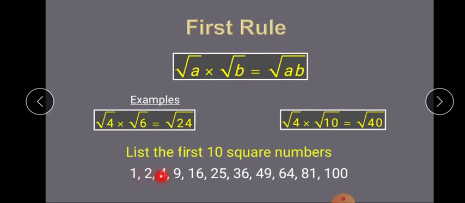2 square is 4. 3 square is 9. 4 square is 16. 5 square is 25. 6 square is 36, 7 square is 49, 8 square is 64, 9 square is 81, and 10 square is 100. So these are perfect numbers.